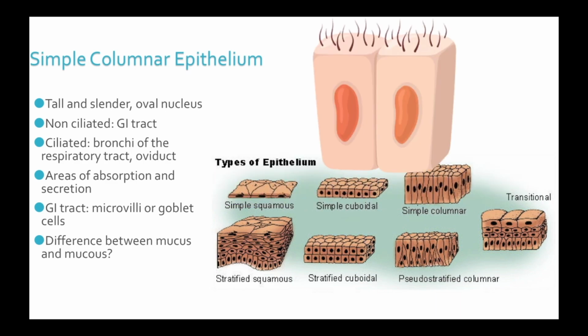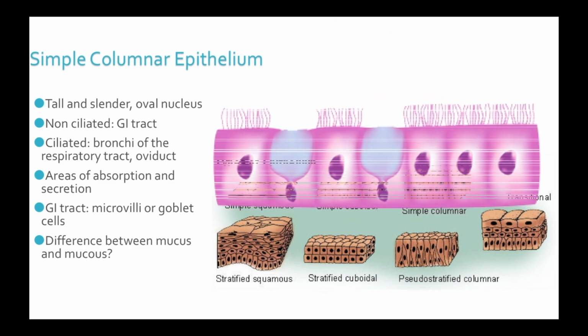So if we look back, this was nice, simple columnar epithelium. This specifically was ciliated columnar epithelium, typically found in the respiratory tract. And then here, we also have ciliated columnar epithelium with goblet cells in between.